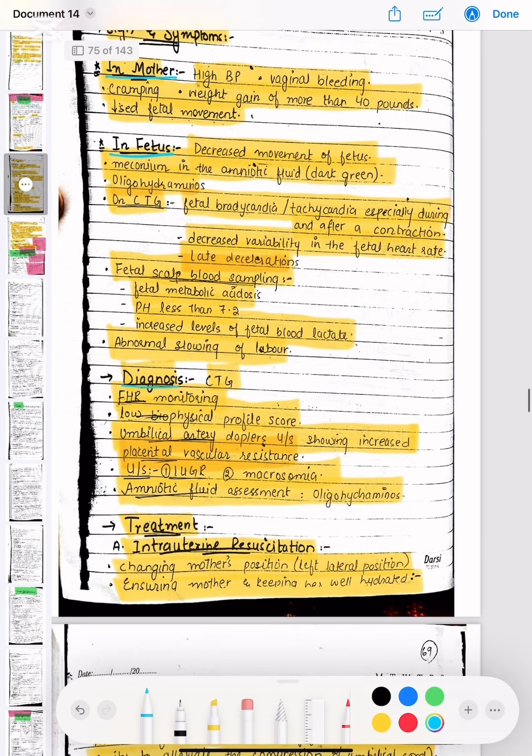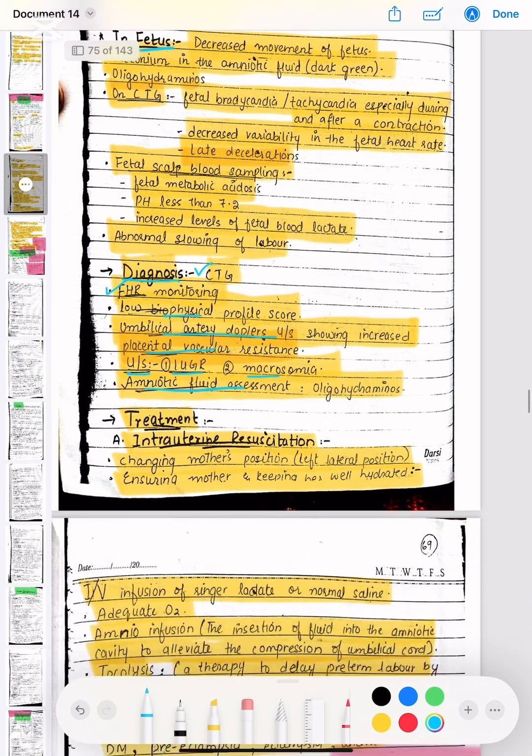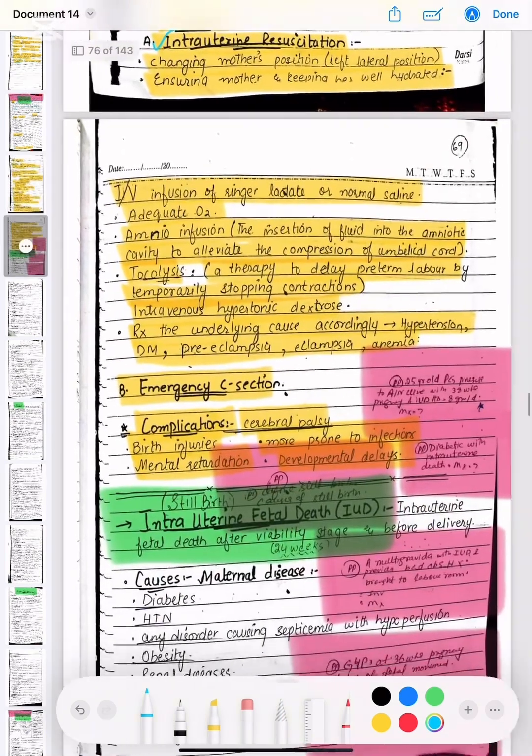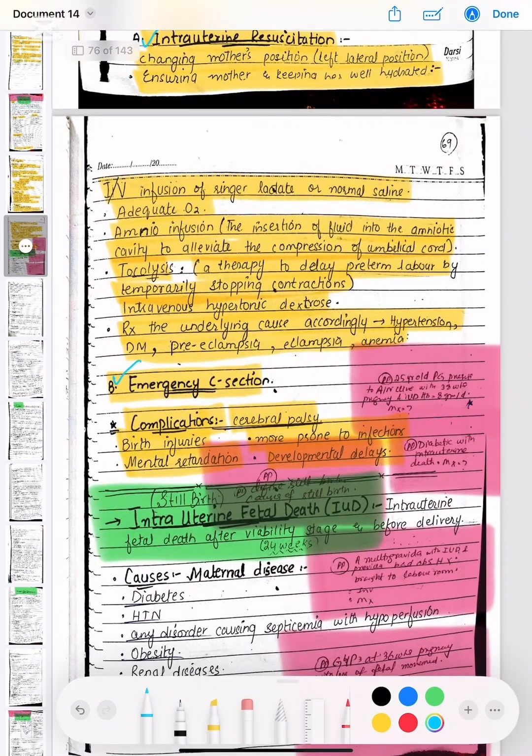Then how the diagnosis is done? It is done by CTG, fetal heart rate monitoring, biophysical profile, umbilical artery Doppler ultrasound for placental vascular resistance, and ultrasound for intrauterine growth restriction, macrosomia, and amniotic fluid assessment. The treatment options are intrauterine resuscitation and emergency C-section, and then we discussed the complications which are cerebral palsy, birth injuries, mental retardation, being more prone to infections, and developmental delays.